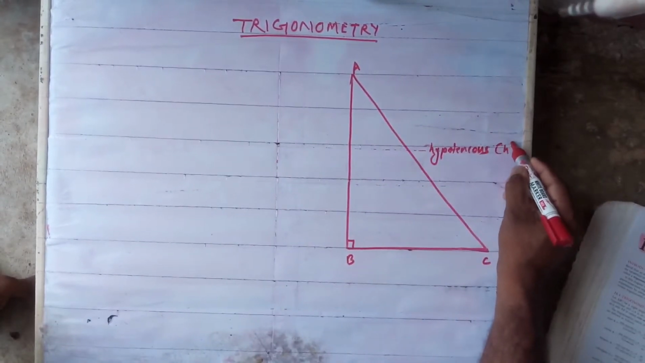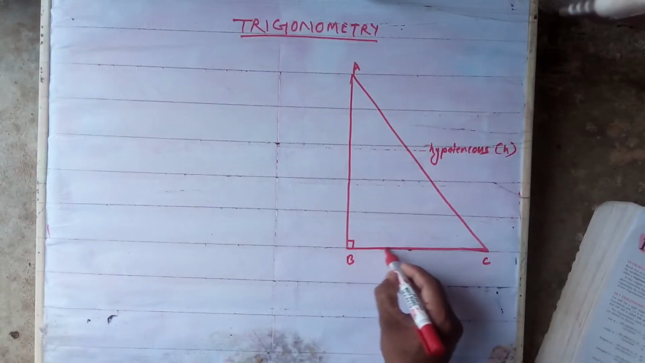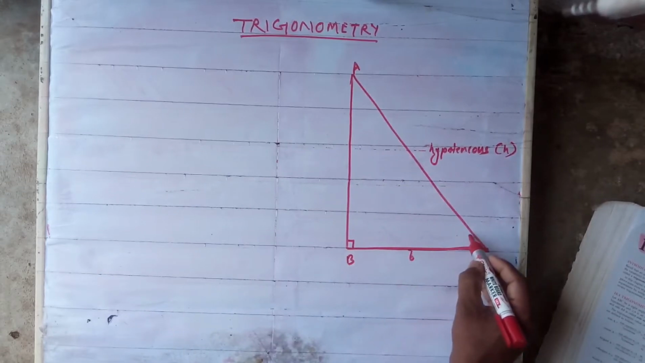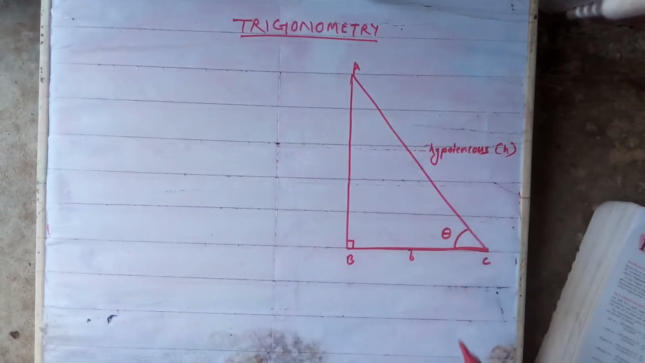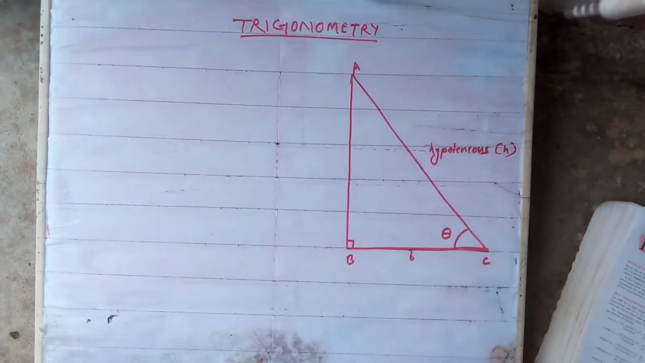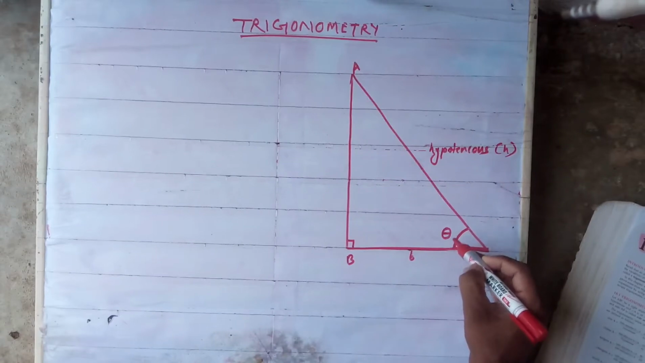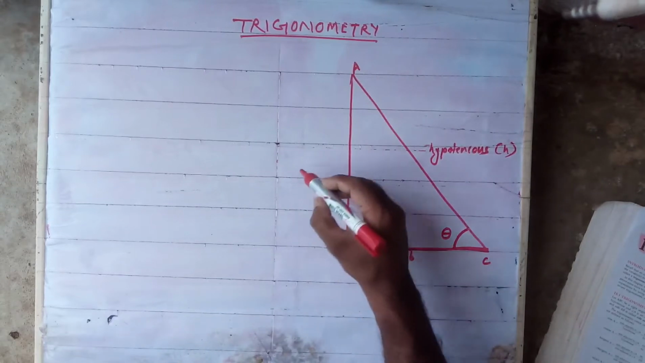Denoted by small h, and this is called the base B. Suppose this is an acute angle, let me take it as theta. Generally students think that whatever is straight vertical is the height, but for your information, for trigonometry, theta's opposite side is the perpendicular.